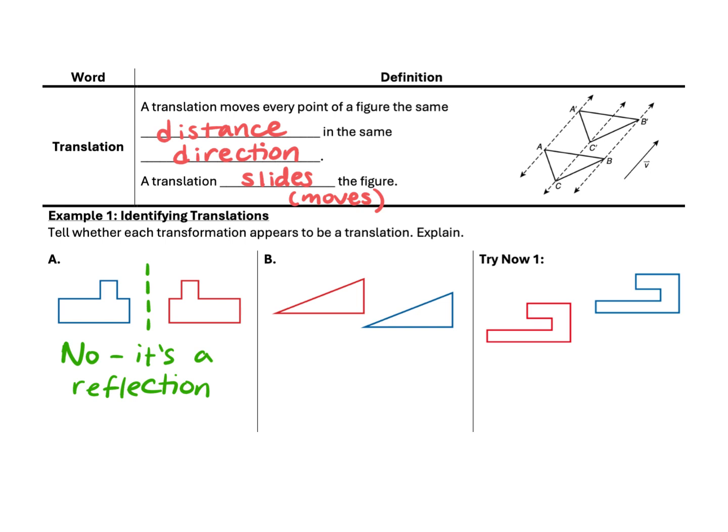If we look at B, notice that the red triangle and the blue triangle, if you just move one, you can line it up perfectly with the other. This point here maps to this point there, and that would be the direction and length of the translation, and that's going to be the same for all the points. It's the same shape, it's the same size, it just moves to a new spot. So this would be a translation because it's a slide.